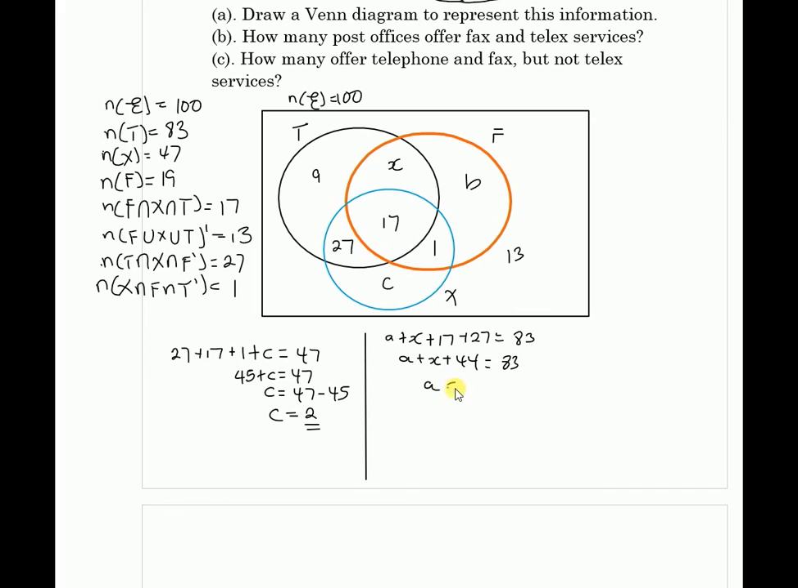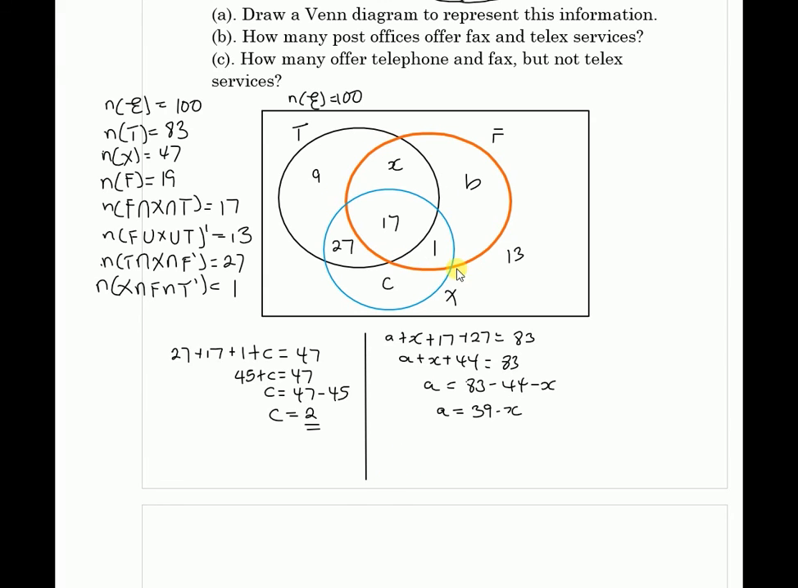Such that now, I shall write A in terms of X. A is equal to 83, 44 crosses the equal sign, goes there, becomes minus, and then X also crosses and becomes minus. So A is equal to 39 minus X. That is the value of A.